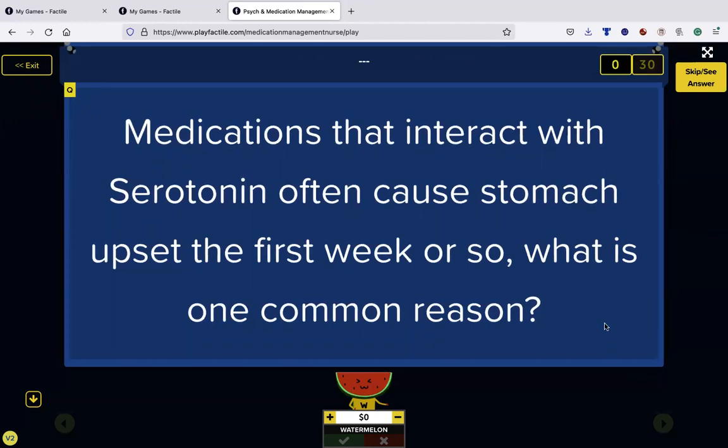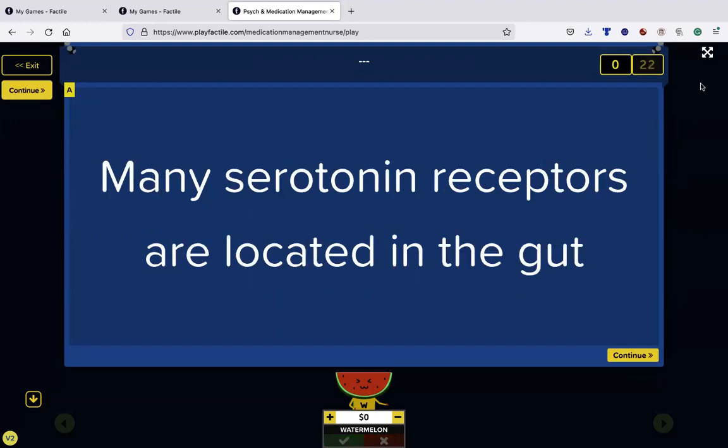We know the answer to this. Why do most people that start anything that has to do with serotonin have stomach aches? Because 90% of it is in your gut, right? And it's not just going to stimulate your brain, serotonin, it's also going to stimulate your gut as well.